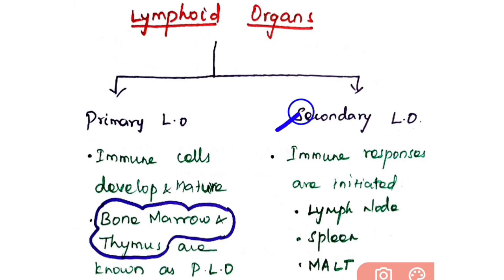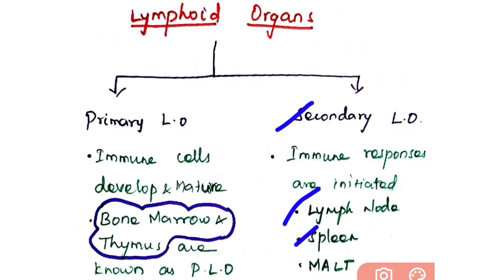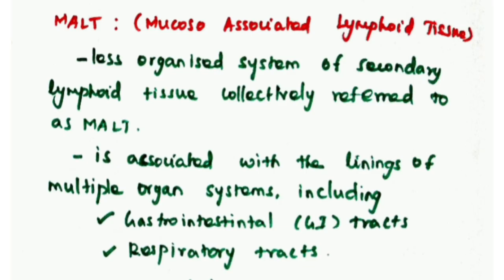Then in secondary lymphoid organs, these immune cells encounter antigen and initiate immune responses. Lymph nodes and spleen are known as secondary lymphoid organs. Then secondary lymphoid tissue is collectively referred to as mucosa-associated lymphoid tissue. This MALT is found associated with the linings of multiple organ systems, including the gastrointestinal, GI tract, and respiratory tract.